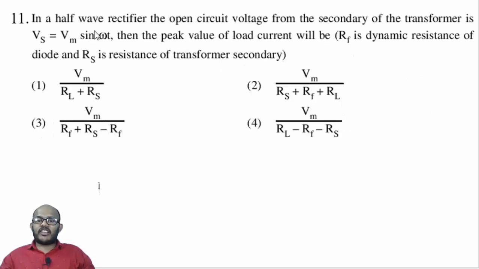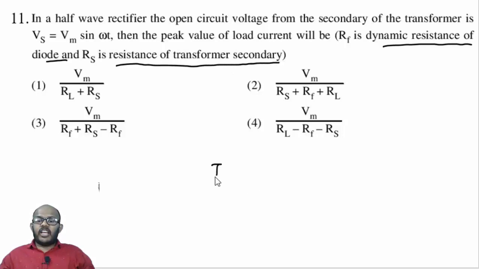11th question, what they are given is, in a half wave rectifier, the open circuit voltage from the secondary of the transformer is Vs equals to Vm into sine of omega t. Then the peak value of load current will be, where Rf is the dynamic resistance of the diode and Rs is the series resistance of the transformer secondary.